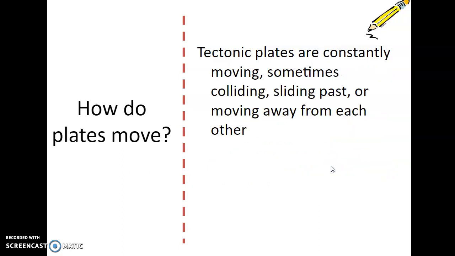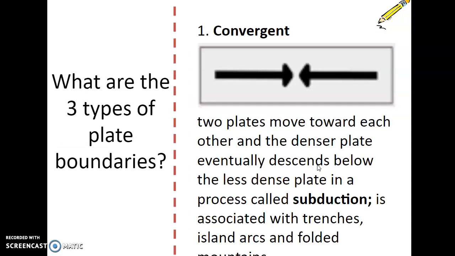So how do plates move? Plates are always moving. They're constantly moving, and they sometimes collide and slide past or move away from each other. There are three types of plate boundaries which we need to know, and this is where things get a little confusing. Convergent. So this is the first type of plate boundary.